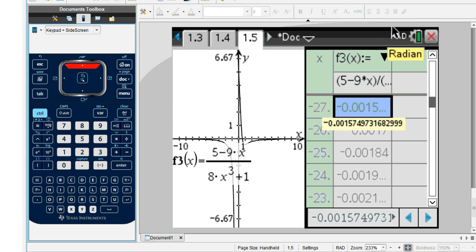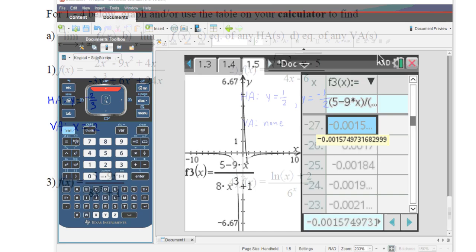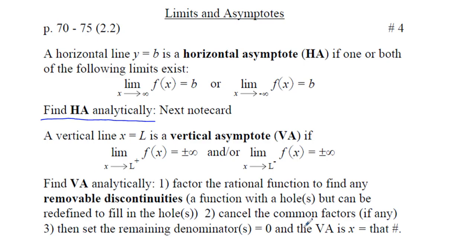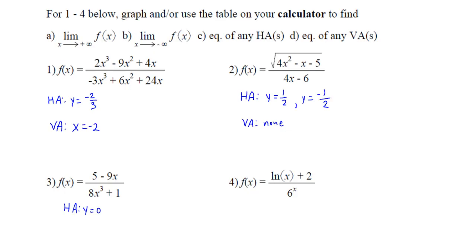So that's that. So we would say for our horizontal asymptote, which is just 1, we're going to have y is equal to 0. Now, our vertical asymptote, looking back at our note card here, says set the remaining denominator equal to 0, and the vertical asymptote is x equals that number. So we're going to do that with number 3. I'm going to say 8x cubed plus 1 is equal to 0.